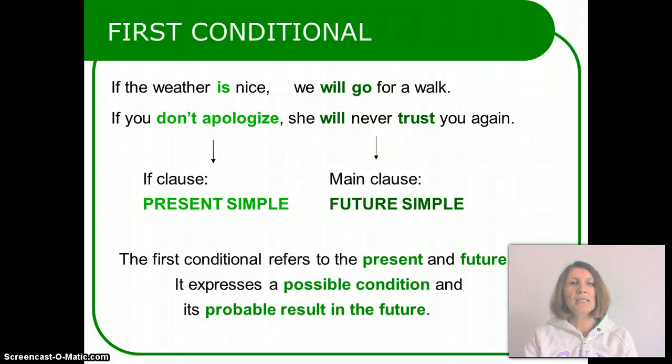So, the first conditional refers to the present and the future. It expresses a possible condition, and it could have some results in the future. So, if the weather is nice, we will go for a walk. If you don't apologize, she will never trust you again. So, remember, the first conditional expresses something that happens in the present and in the future.